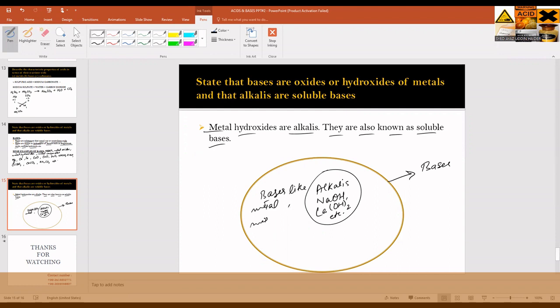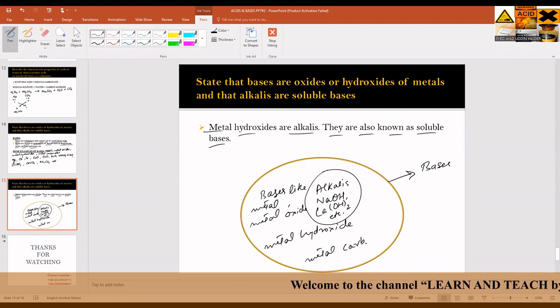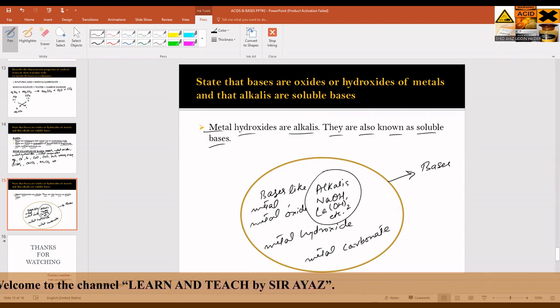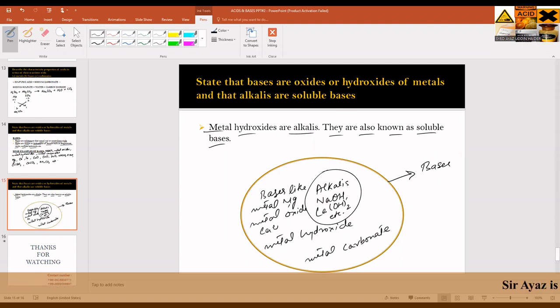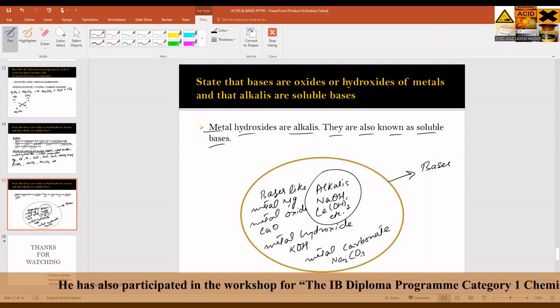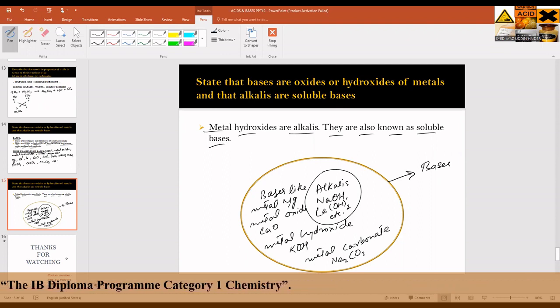Then you have other bases like metal, metal oxide, metal hydroxide, metal carbonate. I am writing one example each. For metals, you have magnesium, metal oxide, calcium oxide, metal hydroxide can have potassium hydroxide, KOH, metal carbonate, sodium carbonate, Na2CO3, etc. So all these are bases. But you see, alkalis are bases, but all bases are not alkalis.